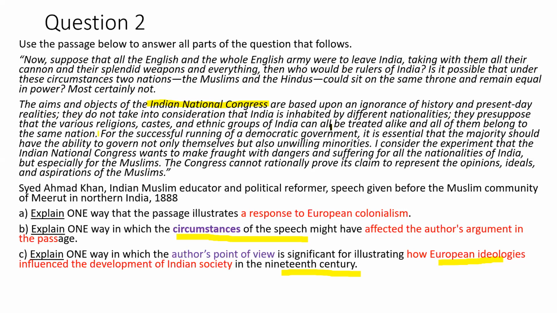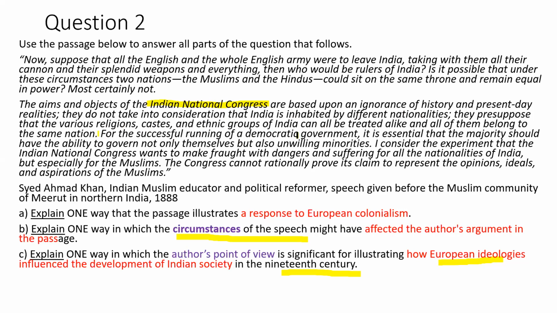Now, I kind of stop here because there's some things that you can think about generally. He is arguing that India is made up not only of different nationalities, but I think it's interesting that he points out different religions, castes, ethnic groups. And that the Indian National Congress believes that everybody should be treated equally, all alike. Now, thinking about C, we're going to come back to that quote.